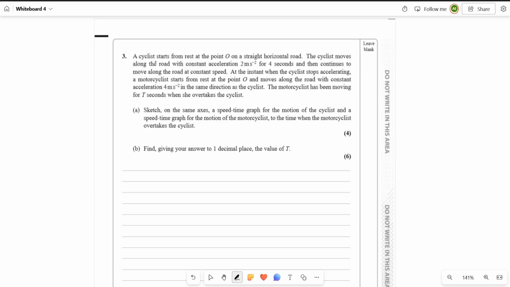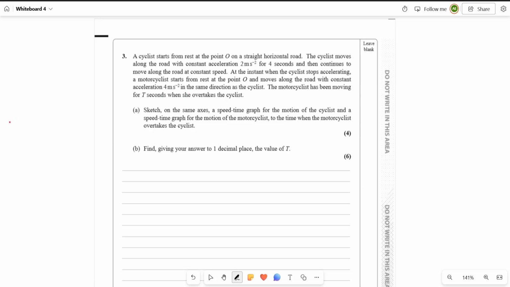Question says, a cyclist starts from rest at point O on a straight horizontal road. The cyclist moves along the road with constant acceleration of 2 meters per second squared for 4 seconds, and then continues to move along the road at constant speed. At the instant when the cyclist stops accelerating and starts moving at constant speed, another motorcyclist starts from rest at the same point and moves along the road with constant acceleration of 4 meters per second squared.